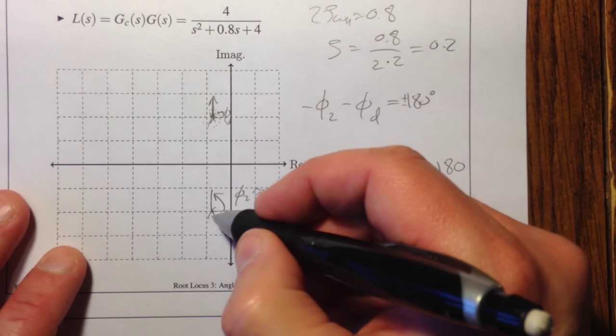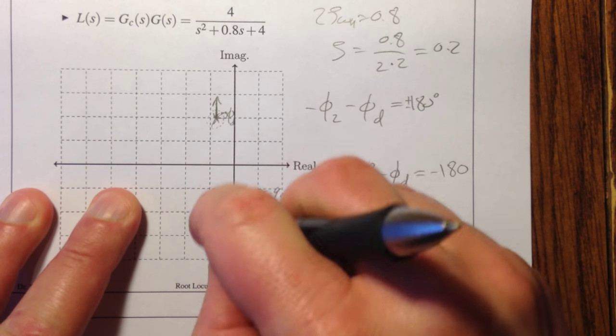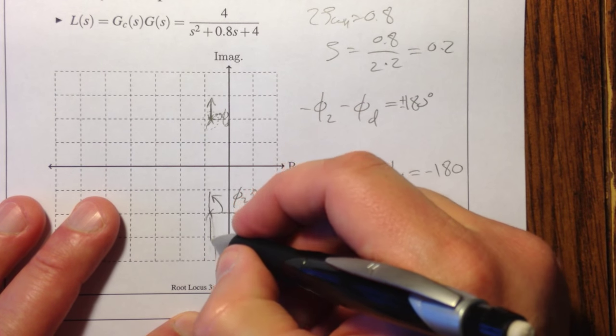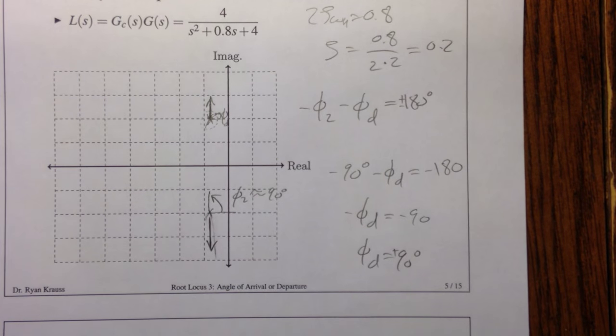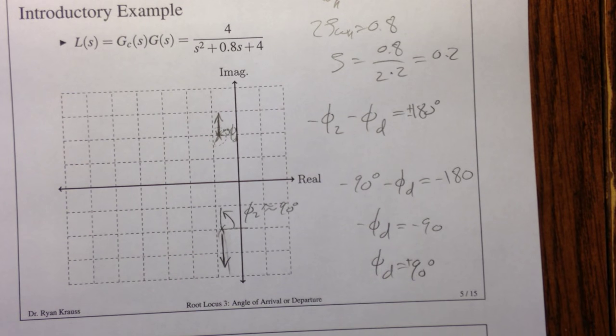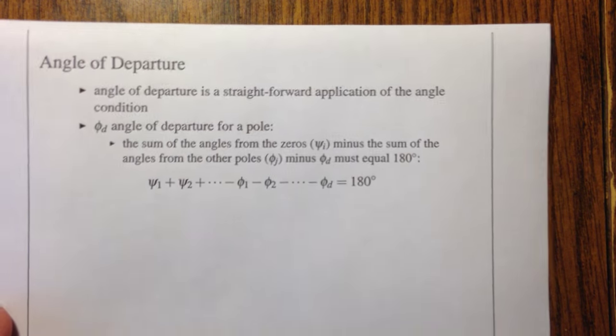If I come back here and I want to sketch in my root locus, that's a terrible sketch, but I know that I head off that way and I head off that way based on an angle of departure argument. So let's fill that in with a little bit of detail.